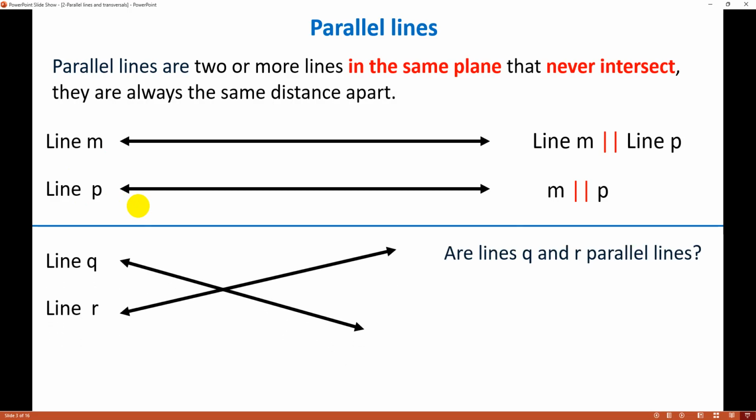Now, are lines Q and R parallel lines? The answer is no. Parallel lines run along each other and never intersect. They keep the same distance. They will never intersect no matter how far we extend in each direction. These two lines intersect, therefore they are not parallel lines. They are intersecting lines.